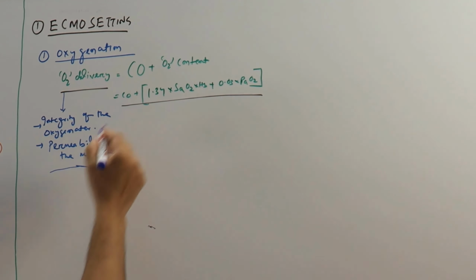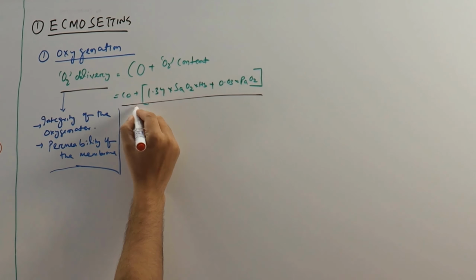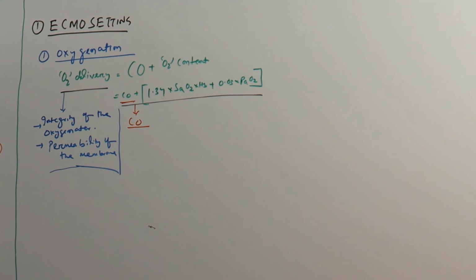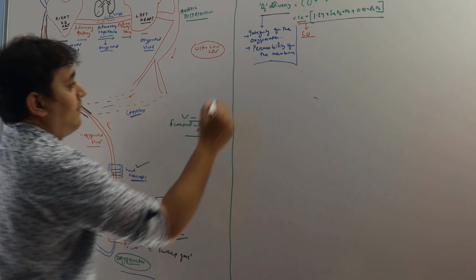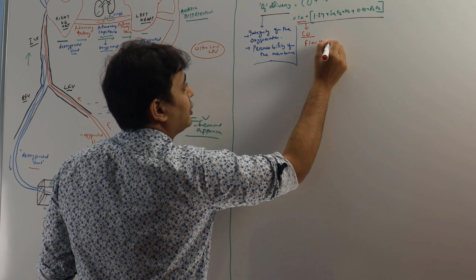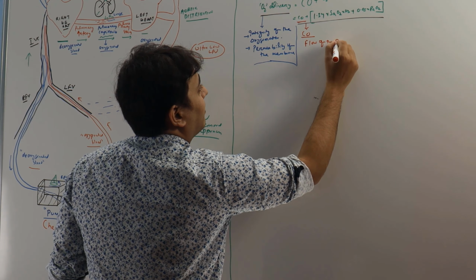Next we come to the cardiac output. This is very, very important, right? Next point is cardiac output. In ECMO, the cardiac output is actually the pump flow, right? So here the flow of the pump. In the human body, what is cardiac output? In ECMO, it is the flow of the pump.